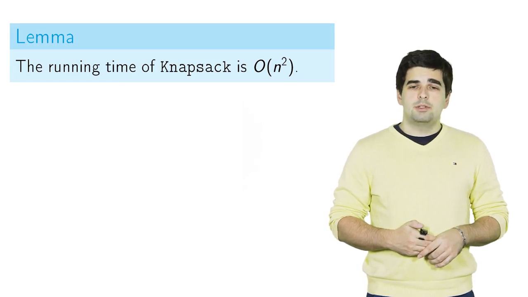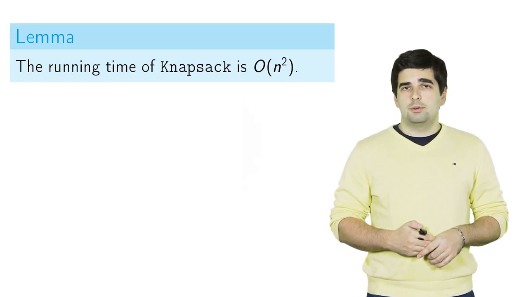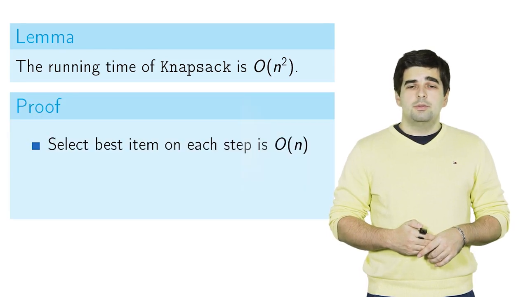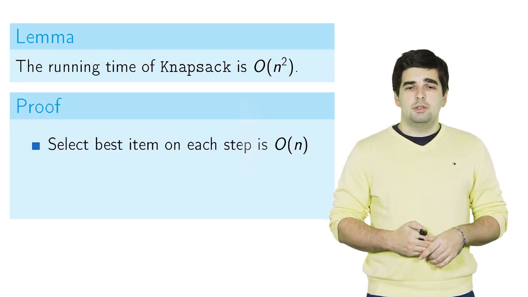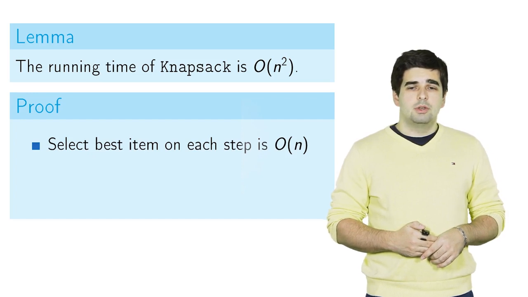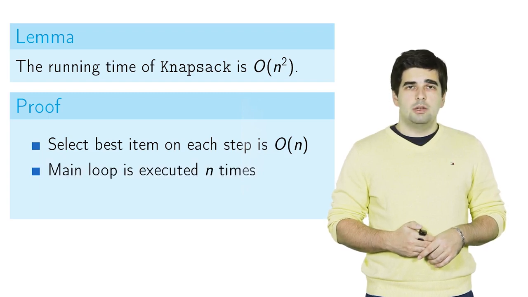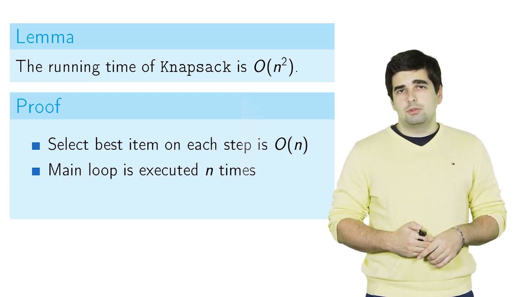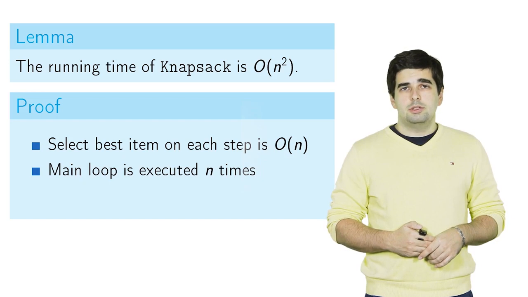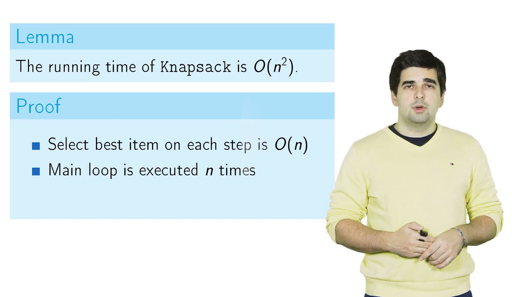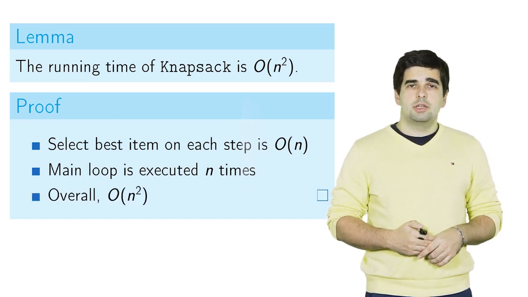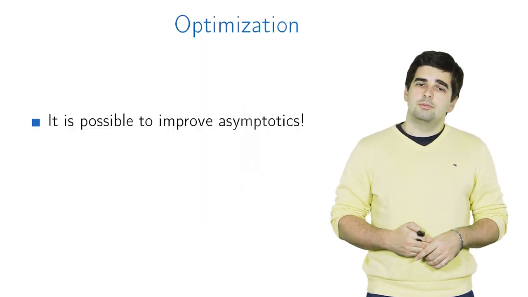Now, the running time of this algorithm is big O of n squared. Why is that? Well, first we have the inner selection of the best item, which works in linear time, because basically we have to go through all the items to select the best one. And we have the main for loop, which is executed n times at most, maybe less. So in each iteration we do some linear time computation, and we do this at most n times. That means that the total running time is big O of n squared.